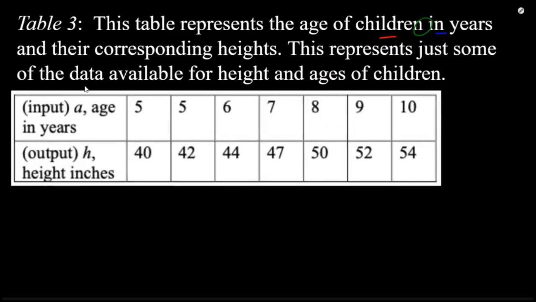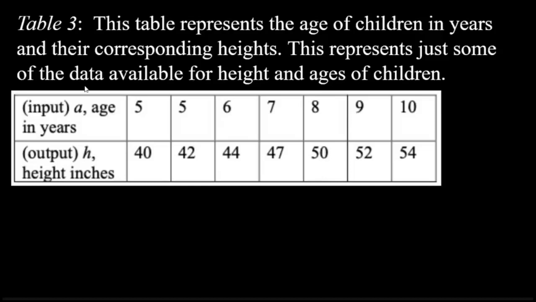Table number 3. This table represents the age of children in years and their corresponding heights. This represents just some of the data available for heights and ages of children, because obviously you'd have to write down all the children in the whole world if you were going to have an exhaustive list. Notice the other two said the tables were a function. Is this table going to represent a function for us? You said no. Why not?